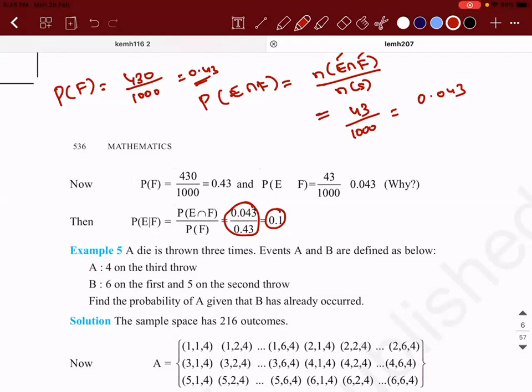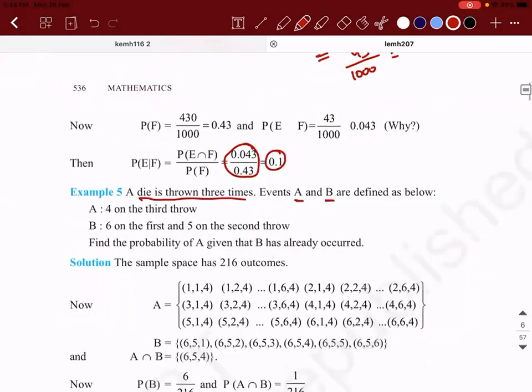So a die is thrown 3 times. A die thrown 3 times is the same as 3 dice rolled together. Events A and B are defined as below. A is 4 on the third roll, B is 6 on the first and 5 on the second roll. Find the probability of A given that B has already occurred. If you write the sample space, you will have 216 outcomes. How did you get it? It is 6 power 3. It is 216. Out of those 216, you will have ordered triplets.